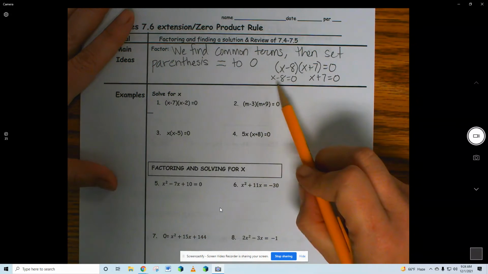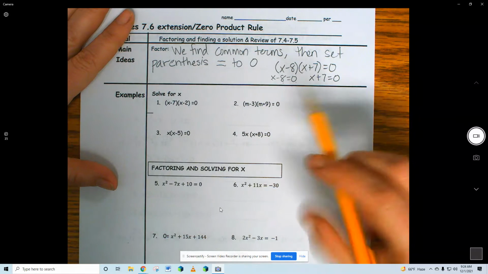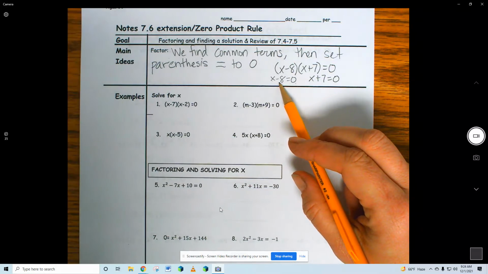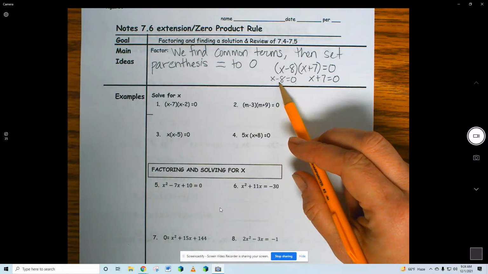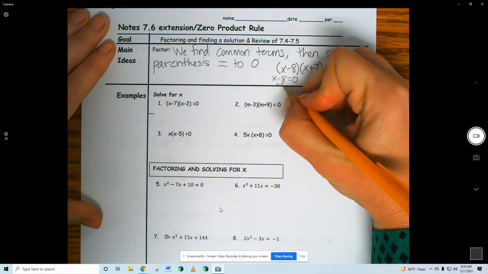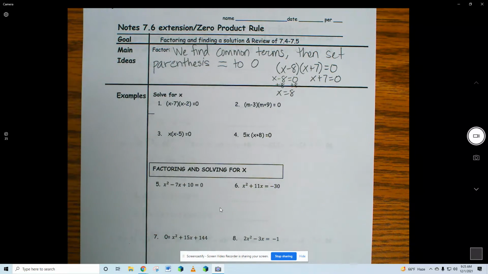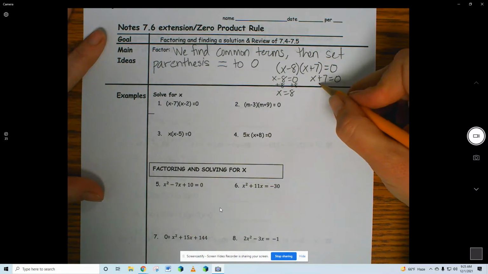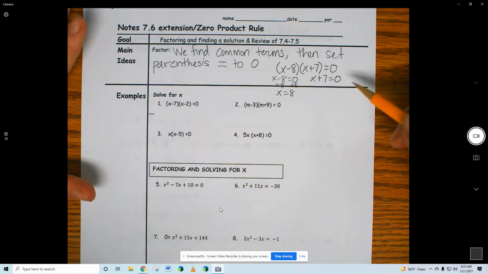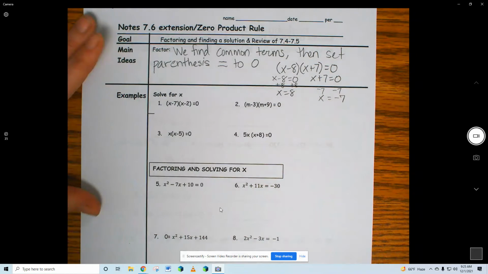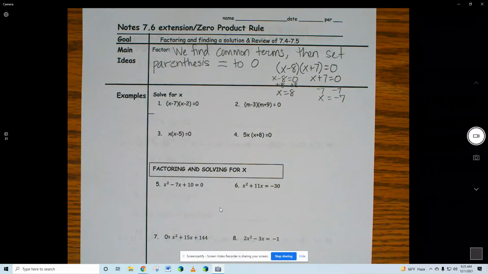This equation, x minus 8 equals 0. How do I solve this one? What do I do? Add 8 to both sides. X equals 8. This x plus 7, how do I solve for x? Minus 7. X equals negative 7. So the answer is going to be the opposite sign but the same number. So it's really easy to figure out the final solution.